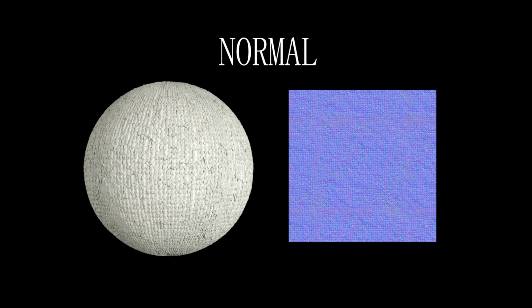Let's begin. A normal map provides detailed surface texture by altering how light interacts with the surface, creating the illusion of depth and surface details without modifying the actual geometry. Let's break down what a normal map is and how it works.